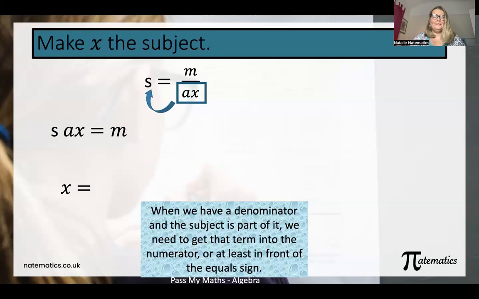Now, what's in the way now? What's there? I need x on its own. The s and the a are in the way. So we need to divide both sides by the s and the a to leave x on its own. And that's why we end up with this here. Okay? I've not put much more in there, but that's literally what's going on.